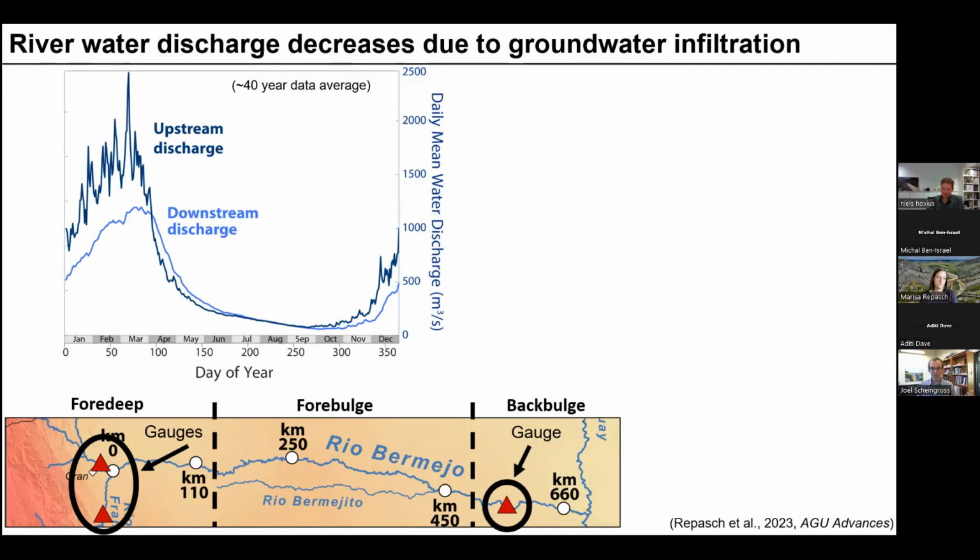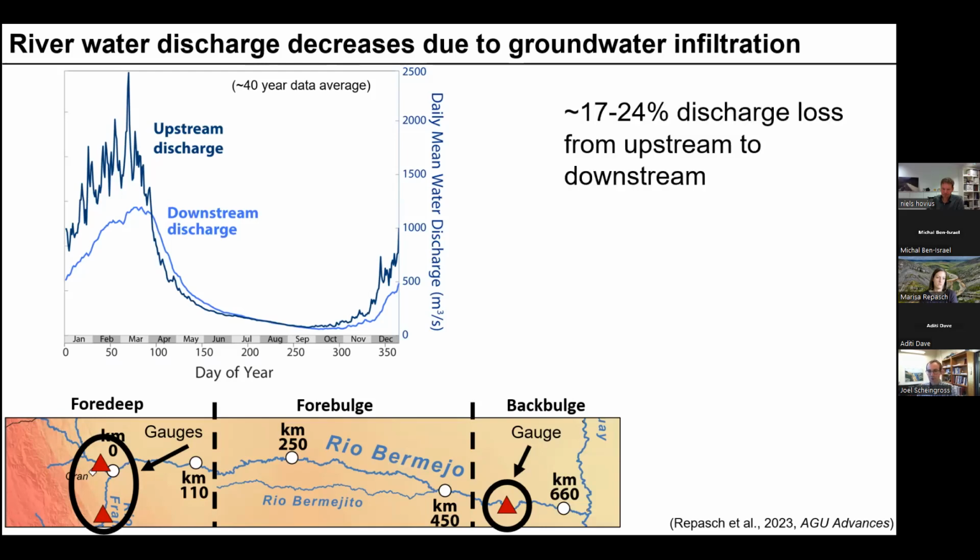So this is weird, right? Typically discharge increases downstream. That's what we expect from basic hydraulic geometry principles. But here, depending on how you calculate it, averaged over the entire year, we get a net loss of about 20% discharge moving from upstream to downstream. So it seems like water is being lost somewhere.